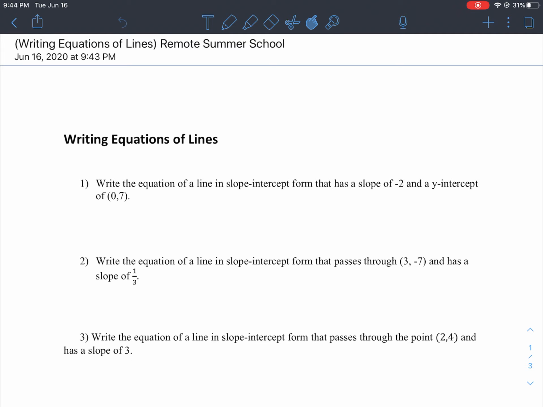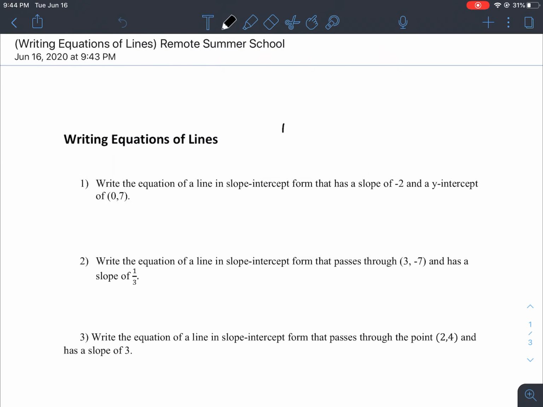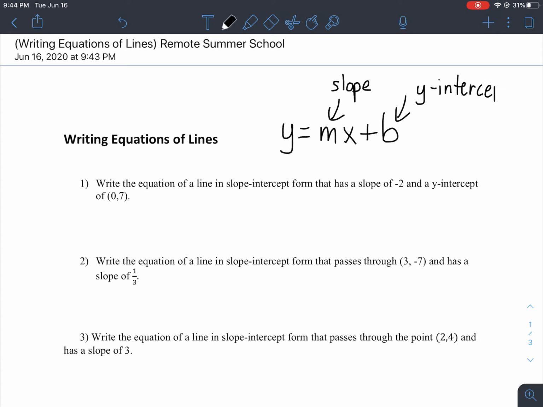Okay, so the first thing we're going to look at is number 1, but it says write in slope-intercept form, so we need to review what slope-intercept form is. So slope-intercept form is y equals mx plus b, where m stands for your slope and b stands for your y-intercept. This is definitely something you want to memorize because you will be using this a lot.